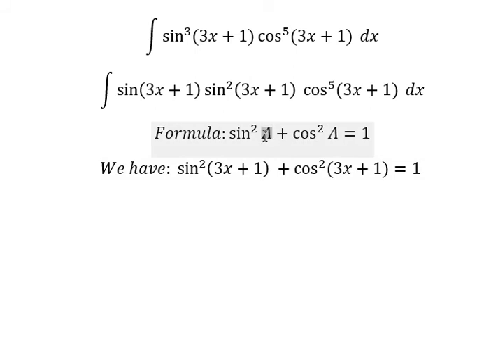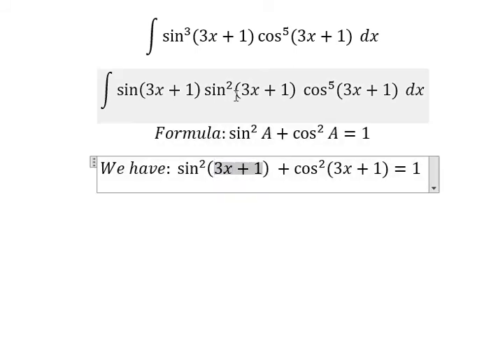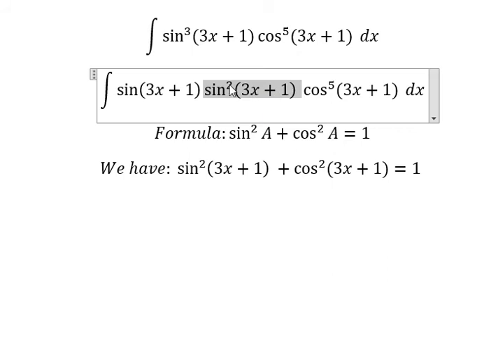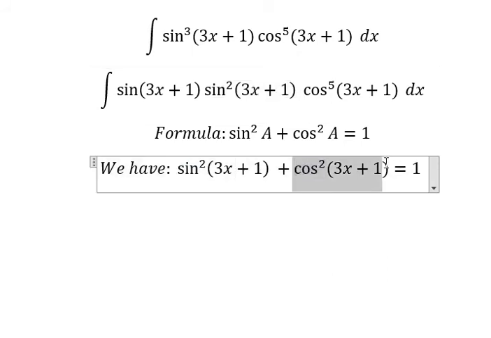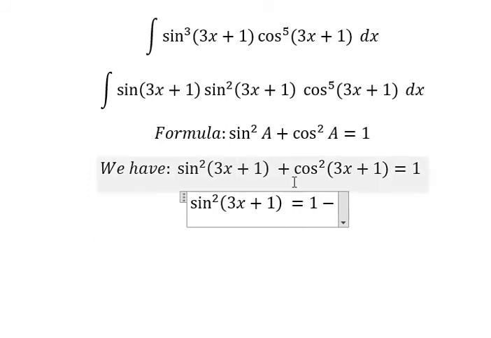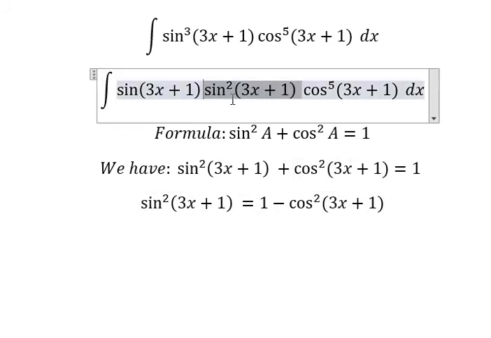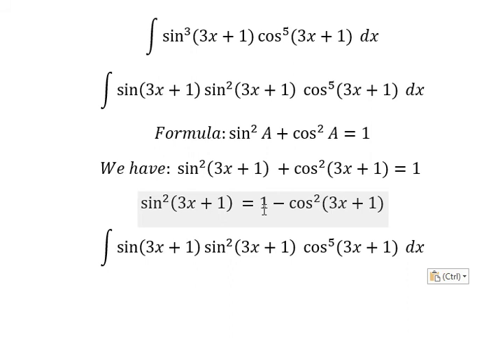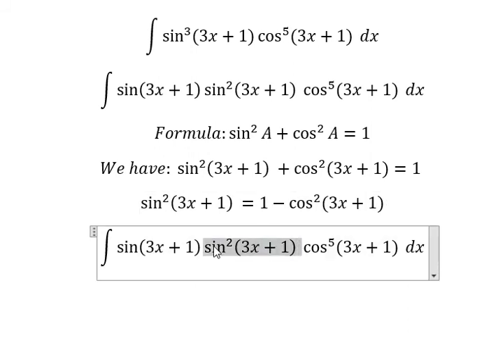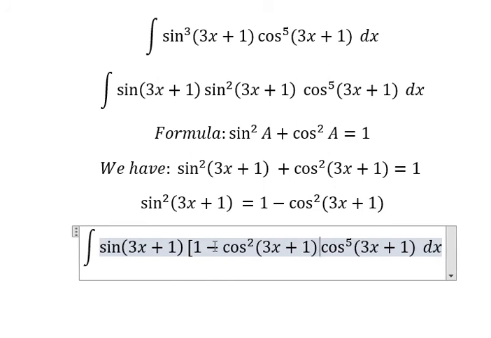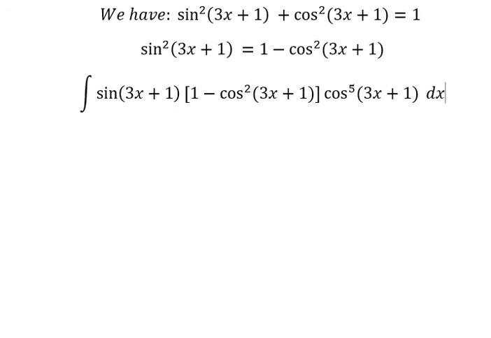So capital A represents 3x plus 1, because we have sine squared of 3x plus 1 in here. So I will move this one to the right, and change this one by this one. Now, I will use integration by substitution.